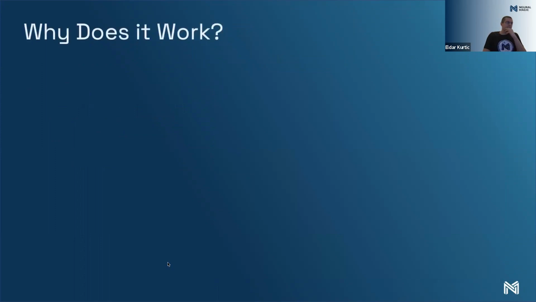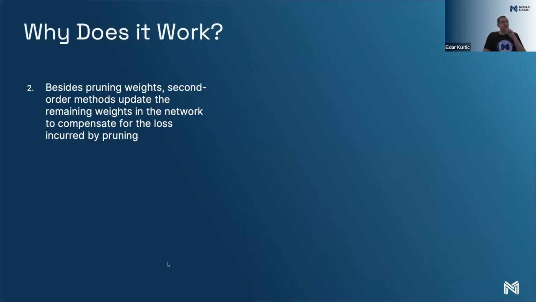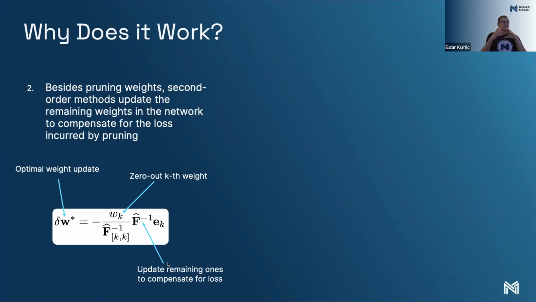The second point, the second advantage for second-order pruning methods, is the fact that besides pruning, so besides setting some weights to 0, they give us exactly a formula to update the remaining weights in our network to compensate for the loss that will happen during this pruning step.